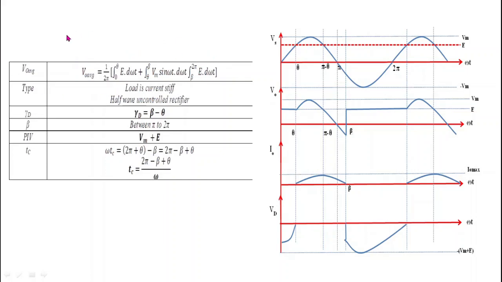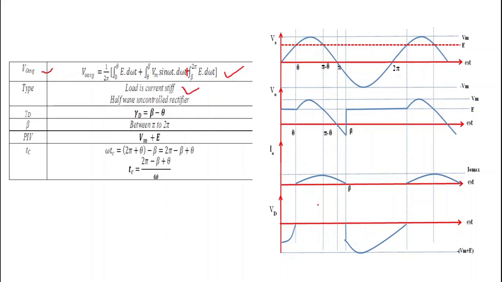So V0 average is equal to 1 upon the time period, that is 2 pi, in bracket integration 0 to theta E dot d omega t, plus integration theta to beta Vm sin omega t d omega t, plus integration beta to 2 pi E dot d omega t. So on integrating this you get V0 average. And what is this? This is a current step load.